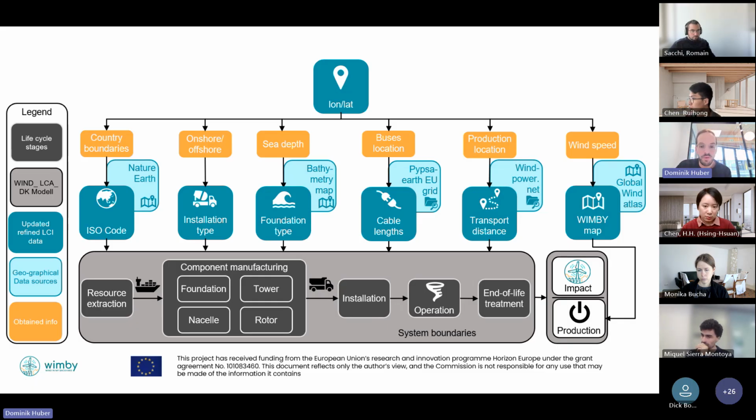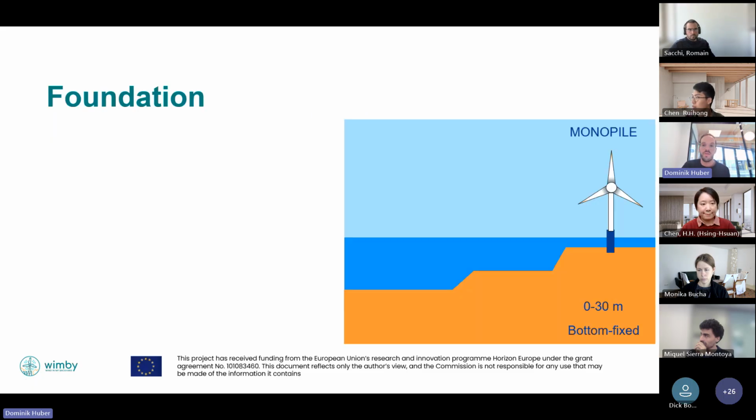Within this presentation, I will now focus on three main parts of our refinements. The first one is on the foundation of the offshore wind turbines. In the original model, a monopile foundation was modeled, which can cover roughly up to 30 meters of sea depth. And this is bottom fixed, as we can see here in the picture.